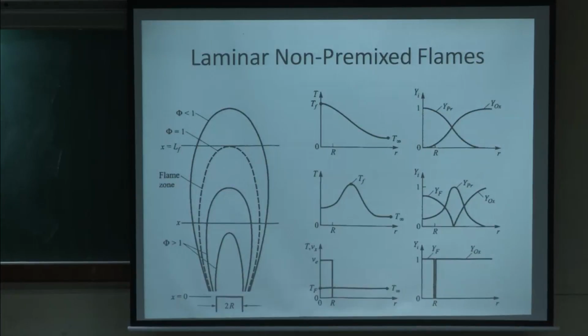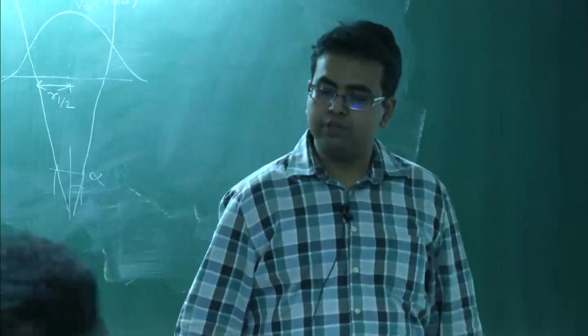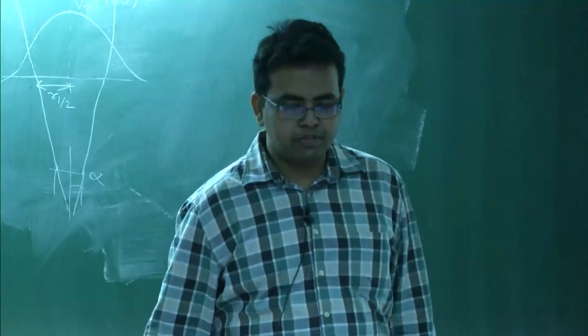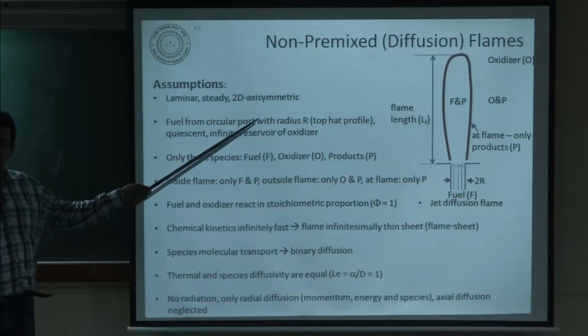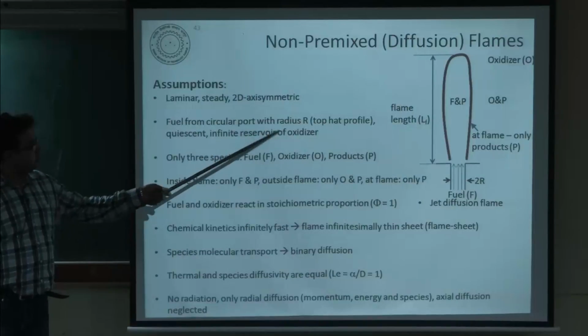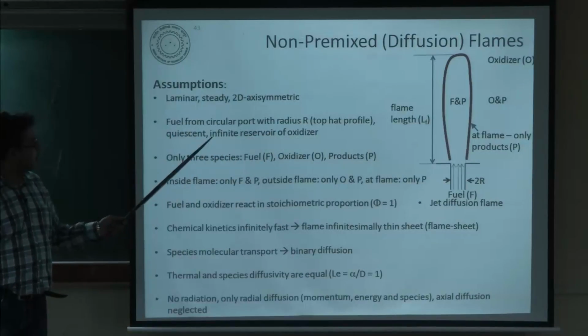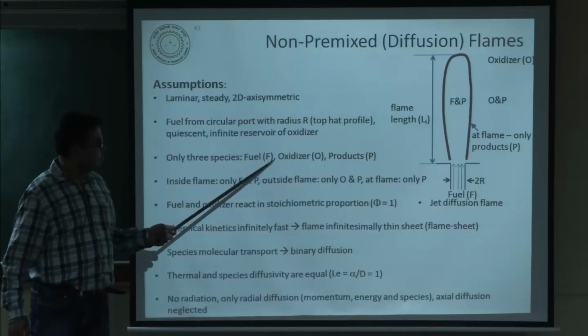Okay. So that is the basic flame structure of the non-premixed flame. We are going to do the analysis of this non-premixed diffusion flame. So the assumptions are that the flow is laminar, steady and 2D axisymmetric, just like before. Fuel from a circular port with a radius of r is coming out into a quiescent infinite reservoir of oxidizer. So we are only considering the fuel, oxidizer and product.